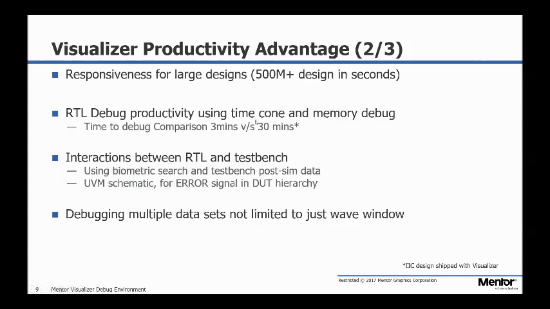We have a few things, the time cone, and I'll talk a little bit about the memory debug, which can really help tracing down certain bugs. We've had customers tell us that it takes them 3 minutes to do it in Visualizer, whereas it took them 30 minutes to find something like that in the traditional debugger. And then when you get into the testbench schematics or debugging UVM code, that's where I would say we really have some big advantages.